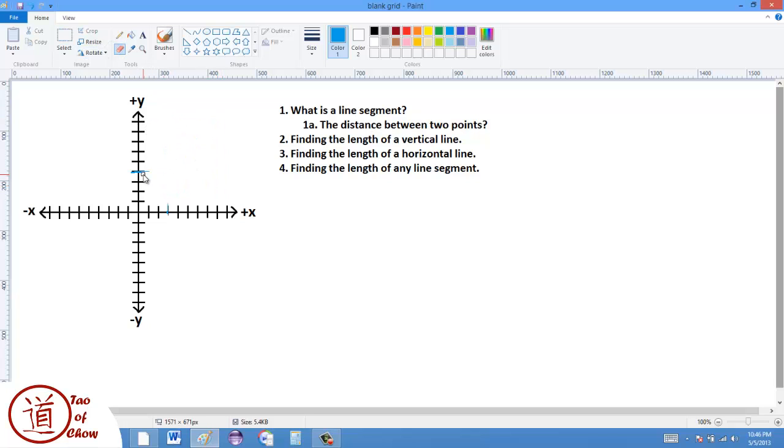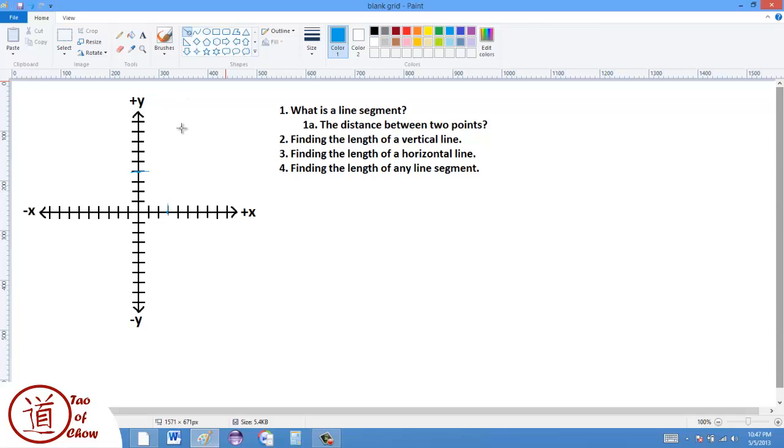Okay, now what happens if the line is not a horizontal or a vertical line? If that's the case, then we're going to use what we learned from 2 and 3, and we're also going to use the Pythagorean Theorem to help us out. Okay, let's take a look.